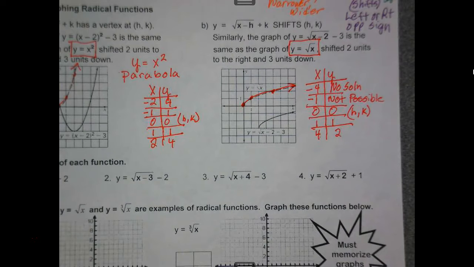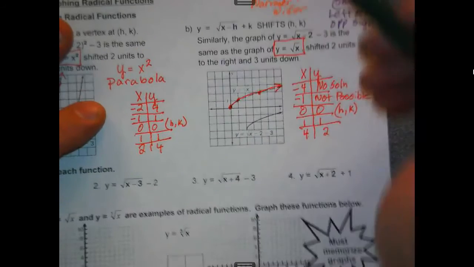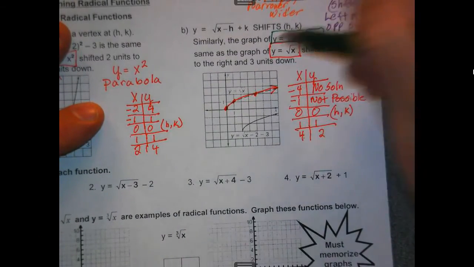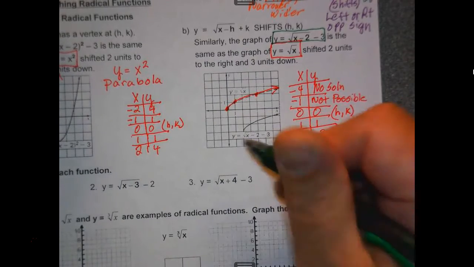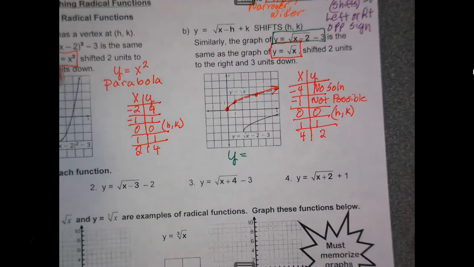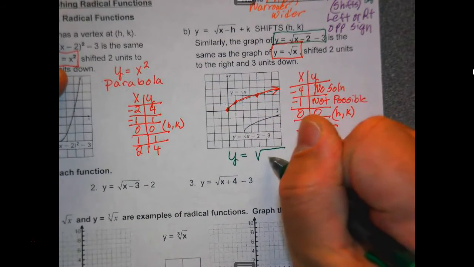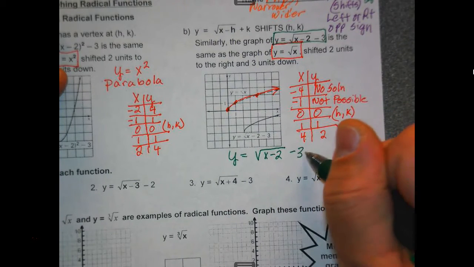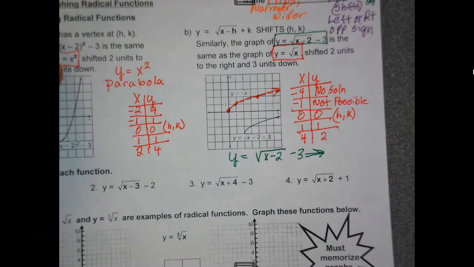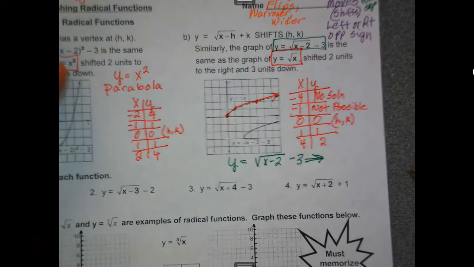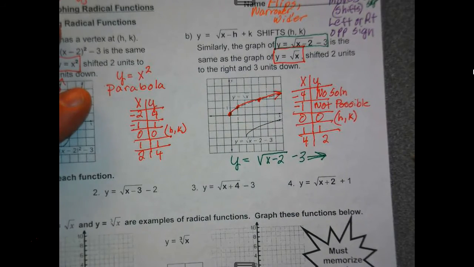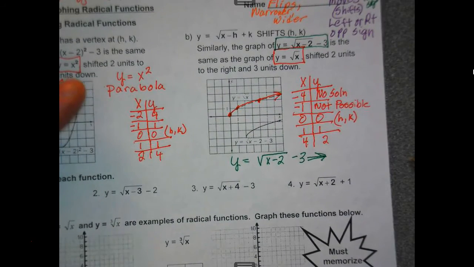Now, they give us a little example here. Let's look at this example. Y equals the square root of x minus 2, minus 3. What are my transformations here? What does it do? You just had a quiz on this.